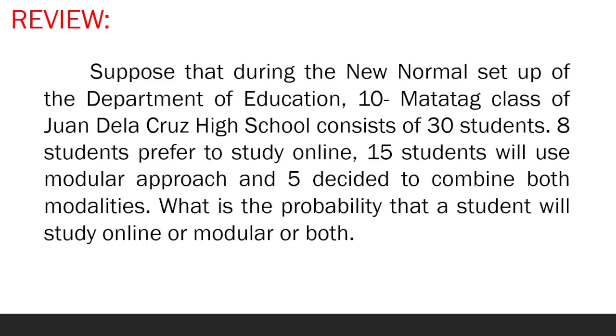Now, to get the probability of this, the probability of the students that will study online or modular or both is equal to the probability of the students who prefer to study online plus the probability of students who will use modular approach minus the probability of the intersection of the two. So that is 8 plus 15 minus 5. 8 plus 15, that is 23, minus 5, that is 18. So the probability that a student will study online or modular or both is equal to 18 over 30. Simplifying that, that is 3 over 5.